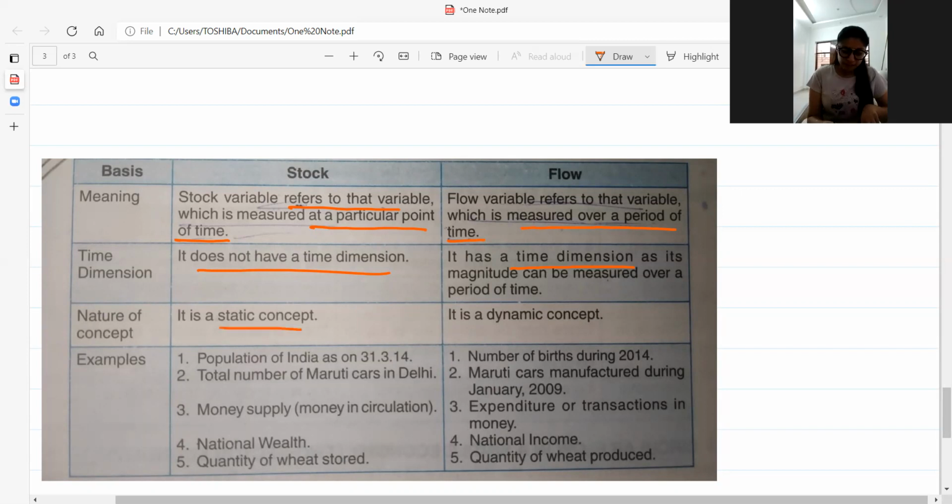Stock is a static concept. That is, it is a particular specific concept, while flow is a dynamic concept. It keeps on changing. There's a change involved.